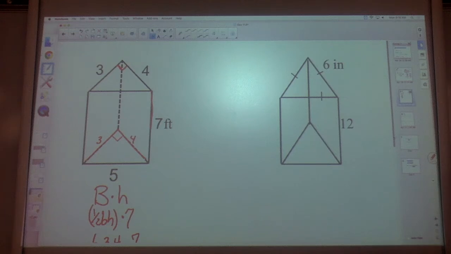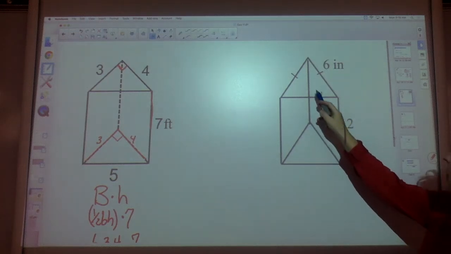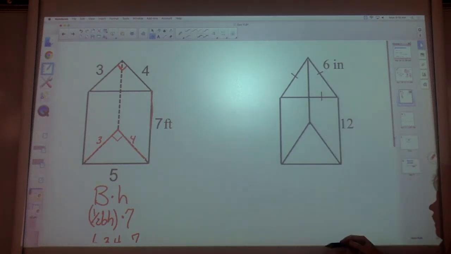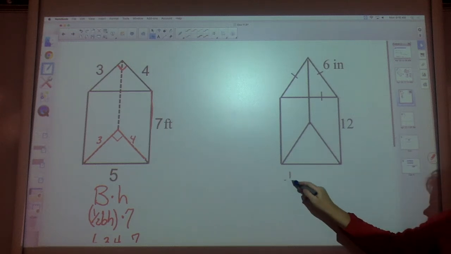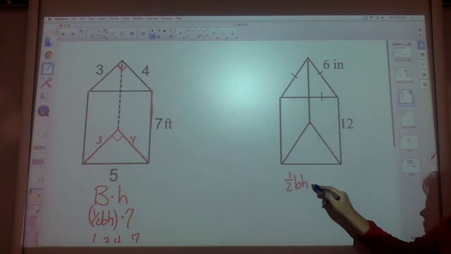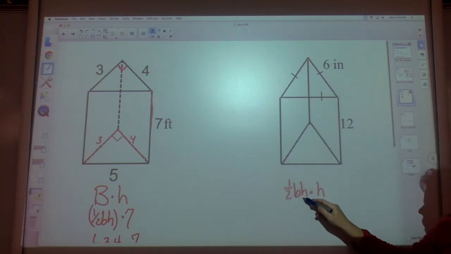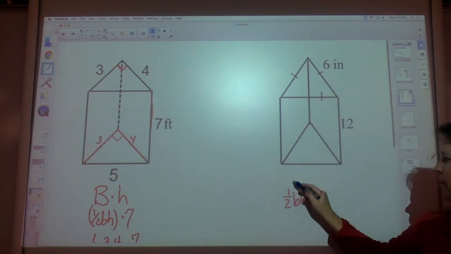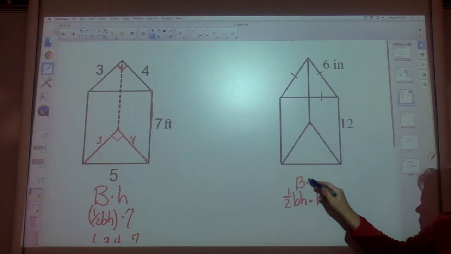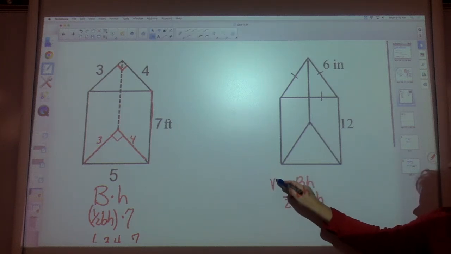This time we do have an equilateral triangle. It's 6 by 6 by 6. You've got tick marks on each one. Height is 12. We need 1/2 base times height times the height of the prism. Actually, don't let me get ahead of myself. We need capital B times H for volume.